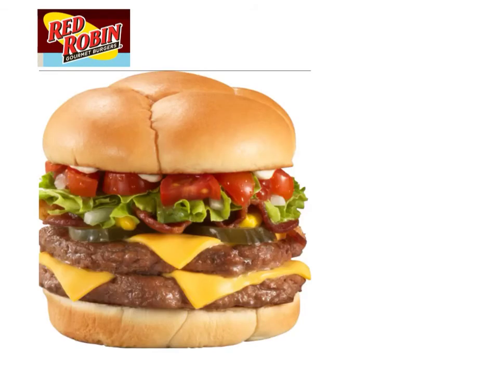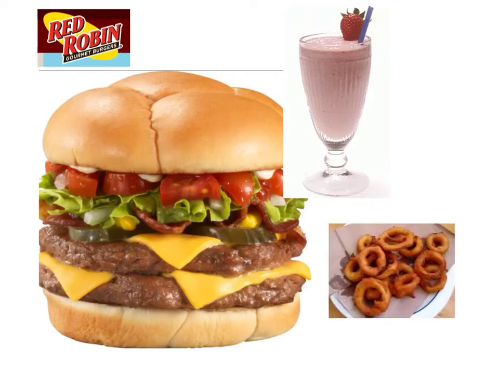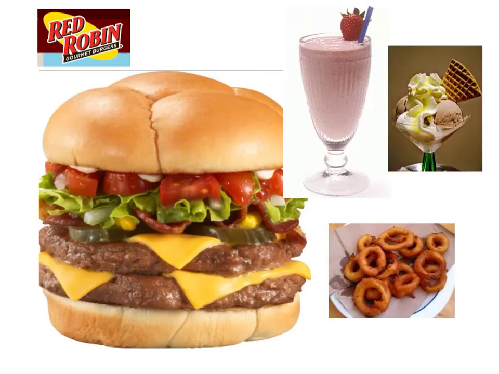So now I've decided I'm done at Target. I'm going to go out to Red Robin and have dinner. I place my order. I get a monster burger, a delicious strawberry shake, a basket of onion rings, and an ice cream sundae for dessert.